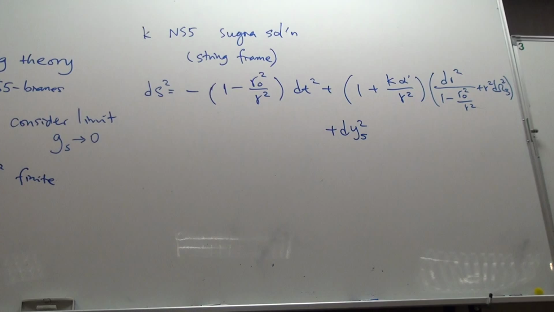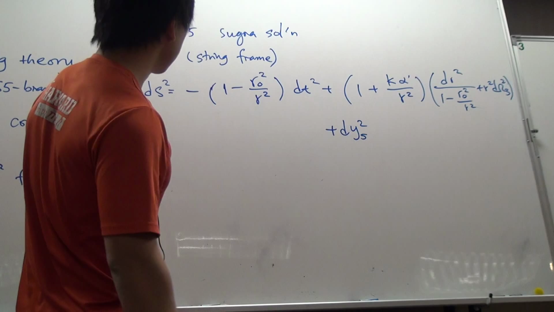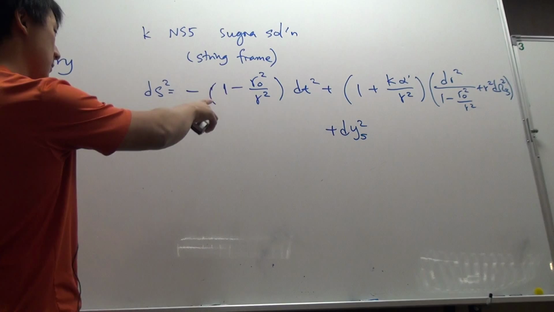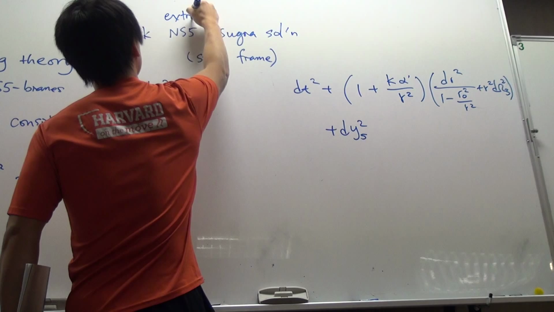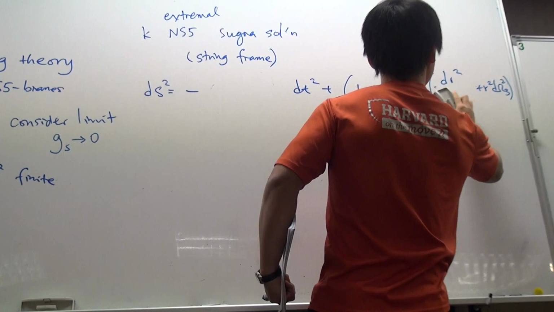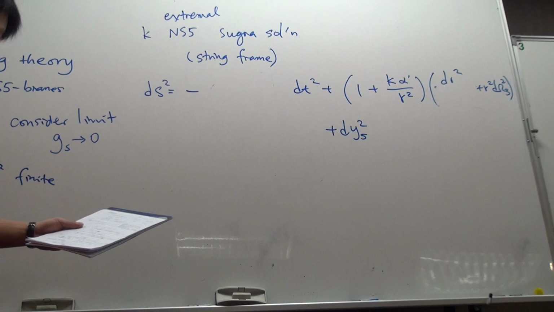Now, the first thing we do is to consider the extremal limit, where it simplifies a lot. In the extremal limit, you send the horizon R0 to 0, and this just becomes 1. And so the extremal solution, and this becomes that. That looks extremely simple.